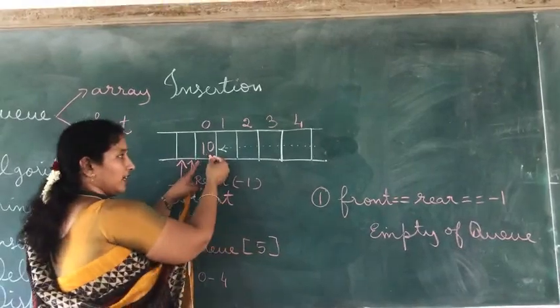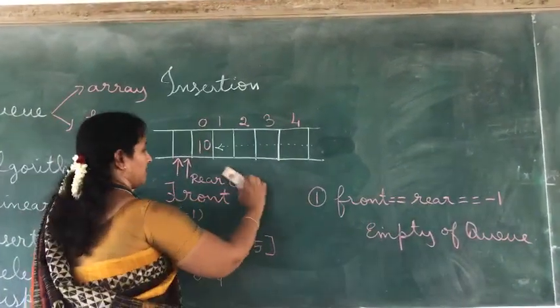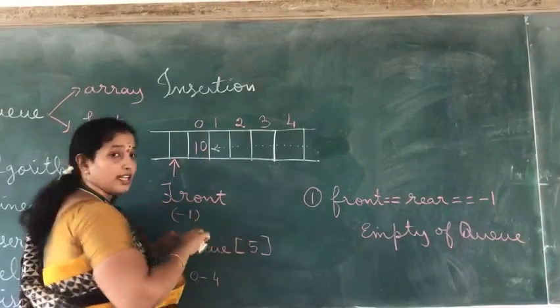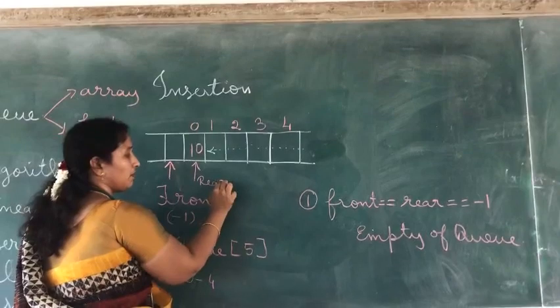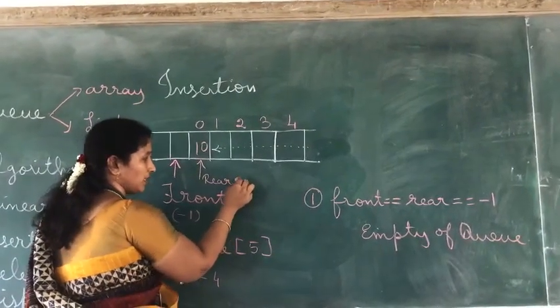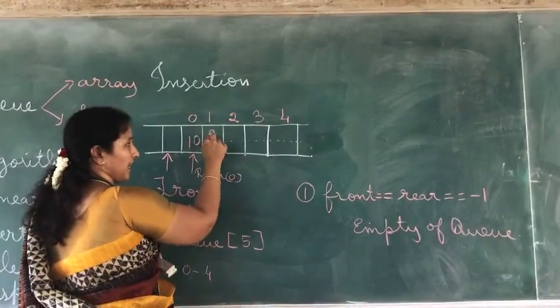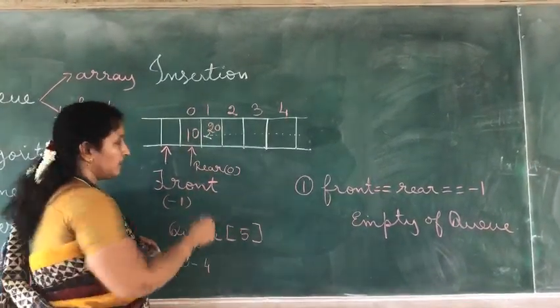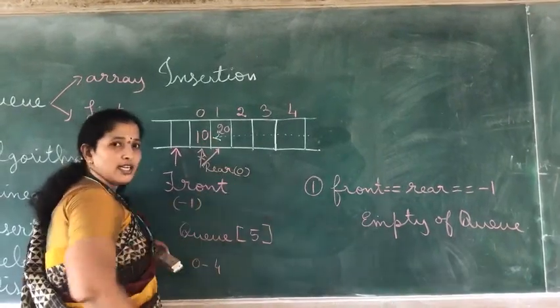So when the data are inserted, what will be the next process? Rear pointer will be incremented. So rear pointer will be incremented to 0. When I am going to insert the next one, that is 20 as a next data, this link will be broken and it will be going to the next field.